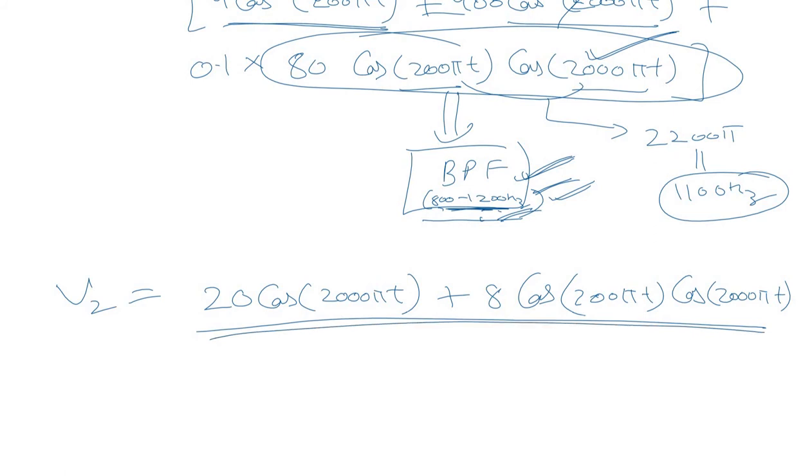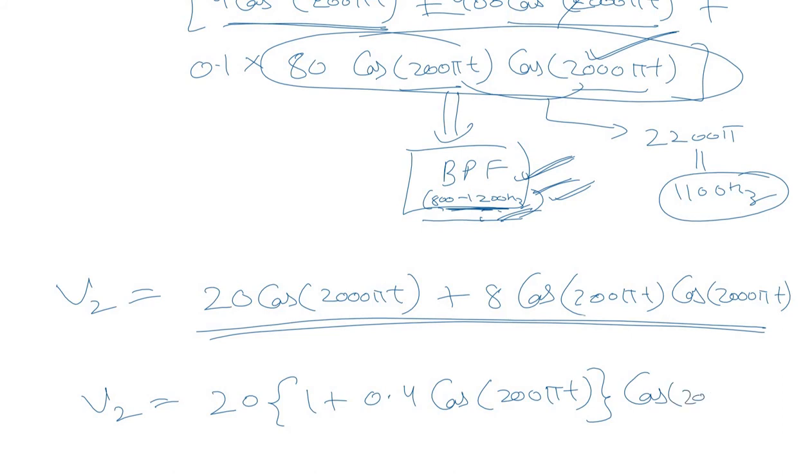All right, now let us try to compare it with the standard expression of conventional amplitude modulation. So we can just do some simple manipulation. We take this 20 common, so we get 1 plus 0.4 times cos of 200 pi t, and cos of 2000 pi t, because this is again a common entity, cos 2000 pi t.